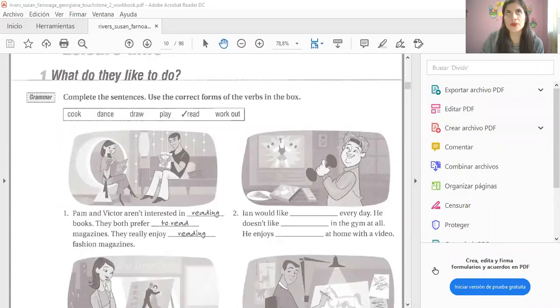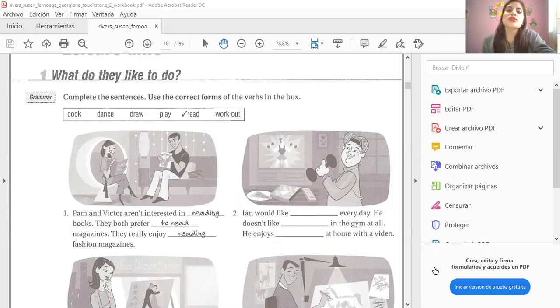So I'm going to use this Touchstone, and this is the workbook. Workbook, it's more for writing. That's why I'm going to put the video first. The video is a brief explanation about how to use gerunds and infinitives and what is the difference between each one of them. And then they are going to reinforce the topic by doing these closed activities here. You can see, complete the sentences using the correct forms of the verbs in the box. So now they are going to practice how they have to put the verbs correctly according to the sentences.